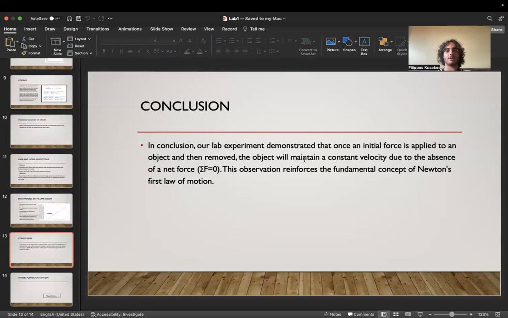Conclusion: our lab experiment demonstrated that once an initial force is applied to an object and then removed, the object will maintain a constant velocity due to the absence of a net force. This observation reinforces the fundamental concept of Newton's first law of motion.